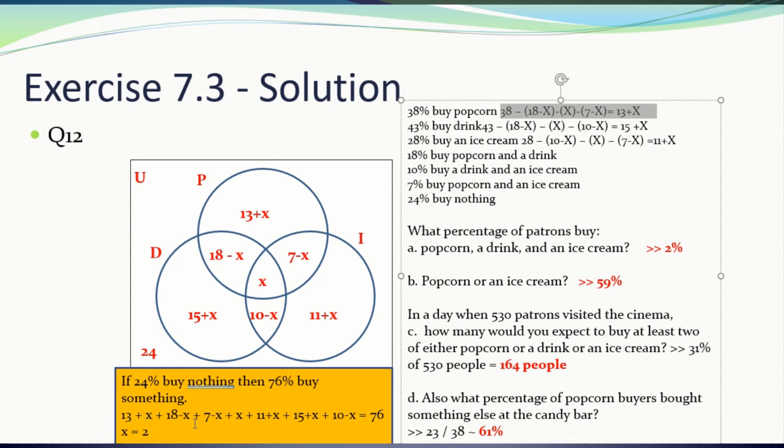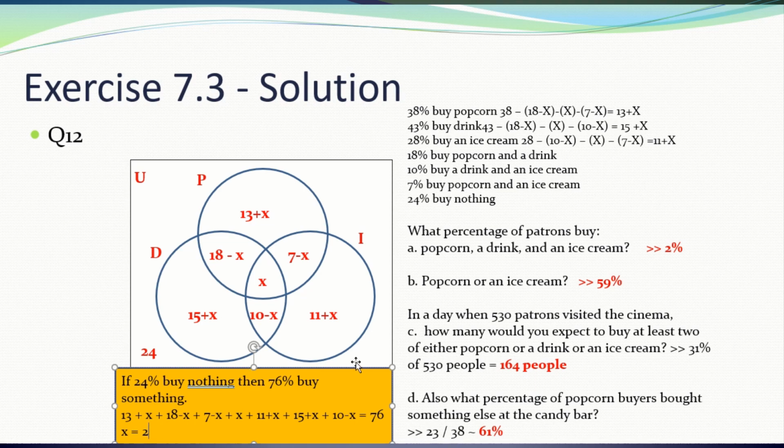Can you see 13 plus x, 18, all you add up, everything equal to 76. That means everything in the bubble is equal to 76. Okay, then you will solve it and you will find x will be equal to 2. So this question will probably take you about 20 minutes because a lot of working. Okay, so you got to find everything in terms of x. This is a past year question. You can see questions like this coming up.